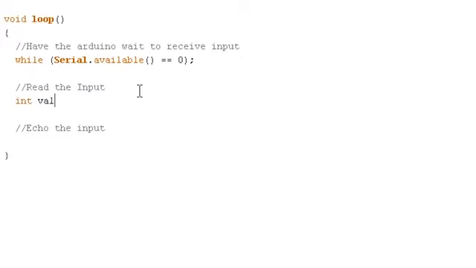Once it does get something, we're going to read it into a variable. For now we'll assume that we're sending it an int, just to make things easy. So we'll do serial.read, which is going to read the input that we send to it from the screen. And we will echo the output, so we'll do serial.println, and we'll echo that output back to the user.